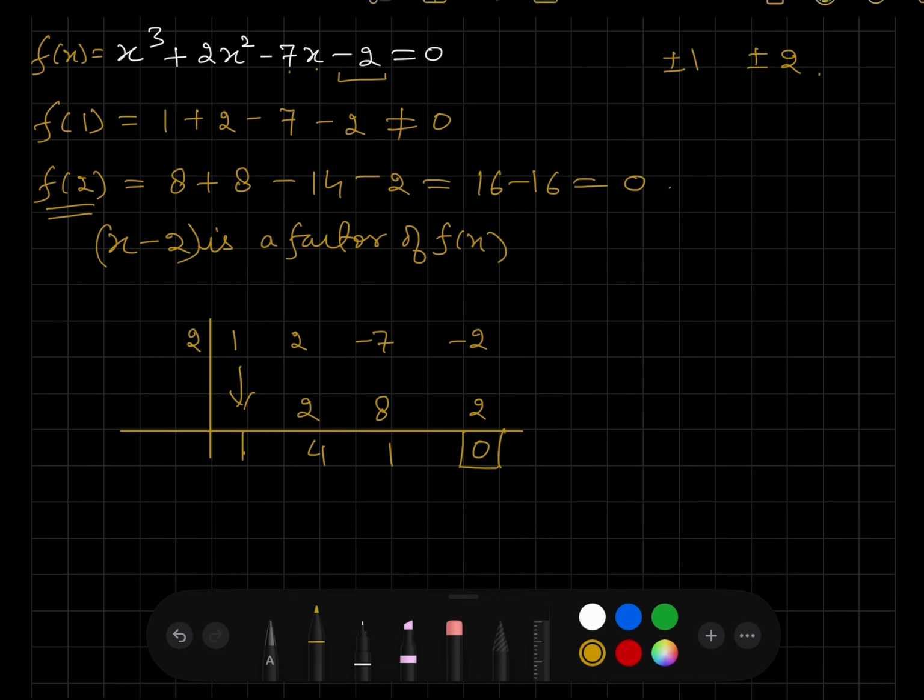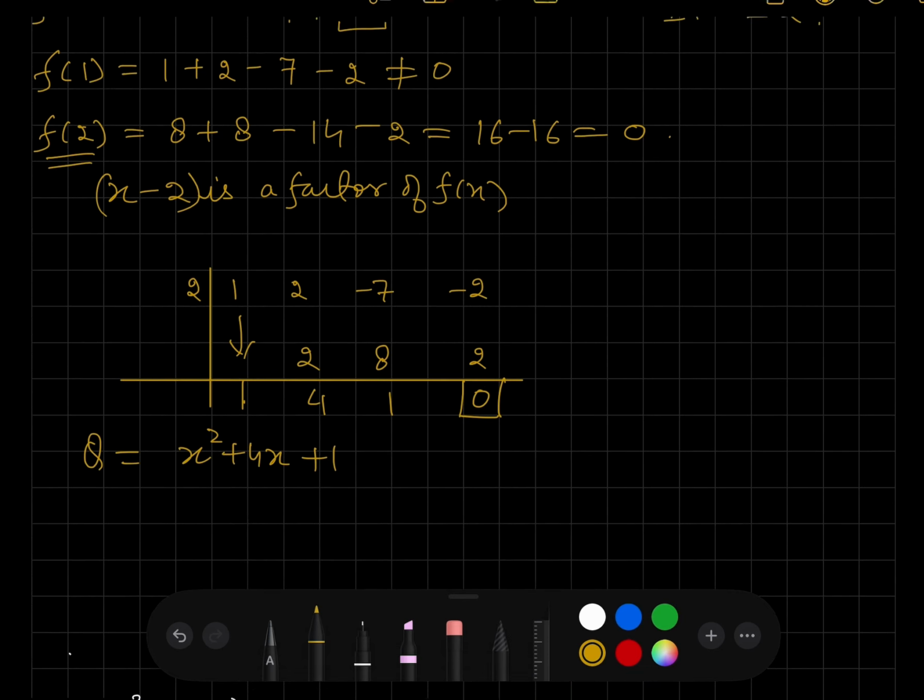This is my remainder. So when I divide, my quotient would be x squared plus 4x plus 1. Now we will have to further divide this. We cannot factorize x squared plus 4x plus 1 that way, so we have to use the formula: x is equal to negative b plus minus square root of b squared minus 4ac, by 2a. Remember, we have this quadratic equation in the form ax squared plus bx plus c equal to 0. So in this, x is calculated by this formula.